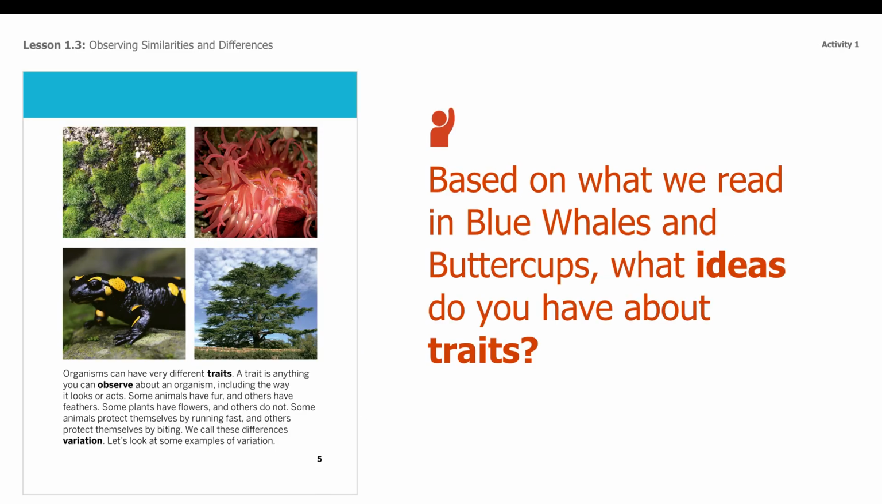So, based on what we read, here's another question where you could pause and think about it. Based on what we read in Blue Whales and Buttercups, what ideas do you have about traits? Think about that. Okay, maybe you said that, for example, when we think about a tree, it is very tall, often, depending on the tree. This thing that looks like a lizard over here maybe is very slimy. So those are all words that could be used to describe an animal or a plant's traits.